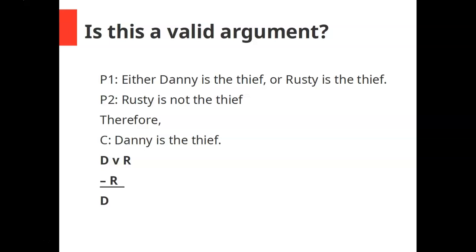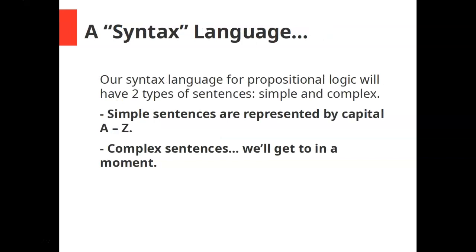And our syntax language, translating everyday language into the syntax of propositional logic, is going to help us do that. It's going to allow us to do that. So the syntax language that we're going to have is going to have two types of sentences: simple sentences, which are represented by capital letters A through Z, and complex sentences. We'll get to those in just a moment.